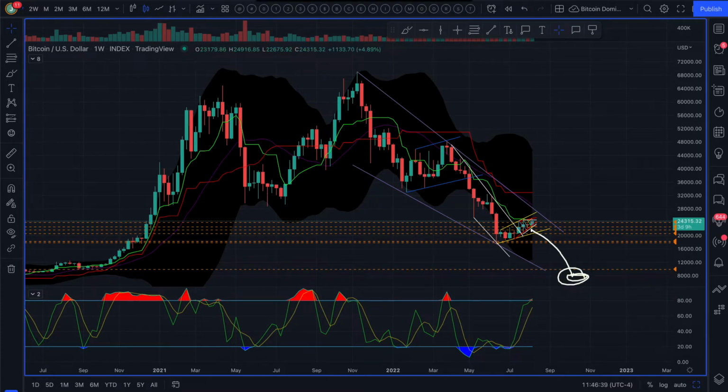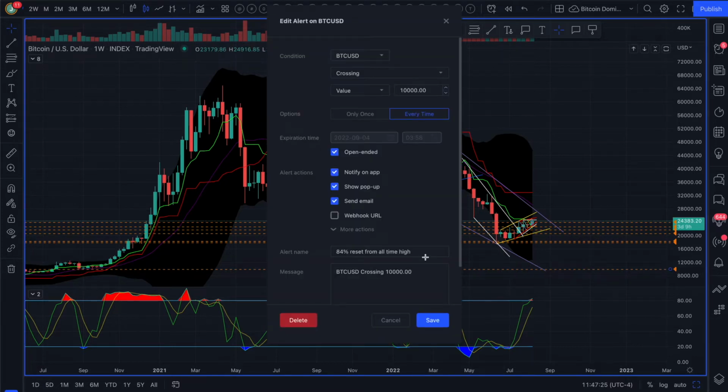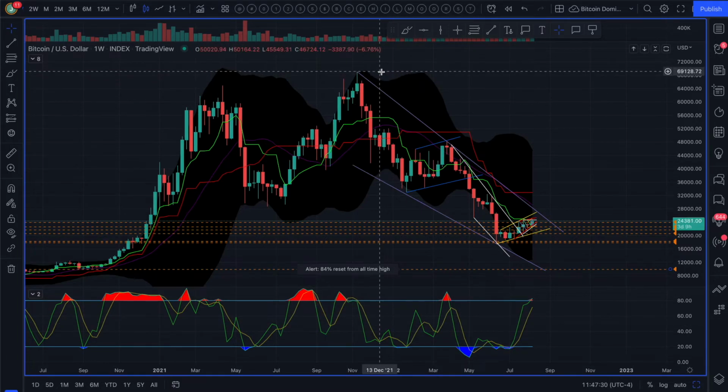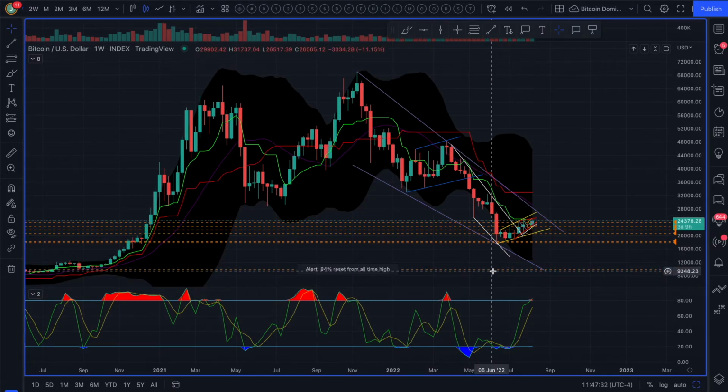Where is this going to go? Now, this line down here, sorry about that, I apparently have everything going off right now, but this line down here, this one is the 84% reset from the all-time high, and the all-time high being up here. So once it's reached this line down here, it's then reached the 84%. And why that's significant is because in the 2017 bull run, at the end of that, we came down 84%, and we just haven't come down that far yet.